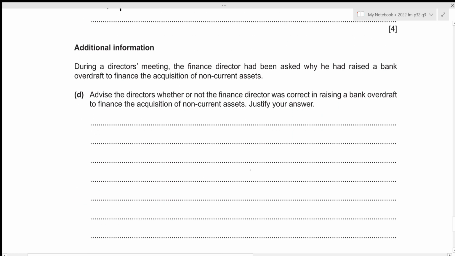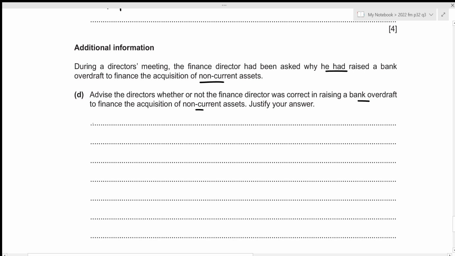We are again given additional information. During a director's meeting, the finance director had asked why he had raised a bank overdraft to finance the acquisition of non-current assets. We now need to advise the directors whether or not the finance director was correct in raising a bank overdraft to finance the acquisition of non-current assets. This just means that we took out more than what we had in our bank account in order to fund the financing of new non-current assets. So we need to advise whether this was a correct decision or not by our finance director.